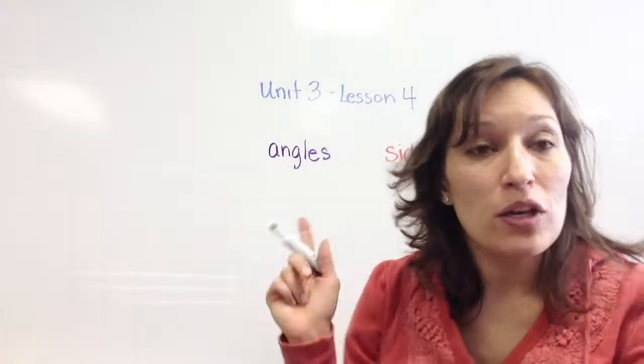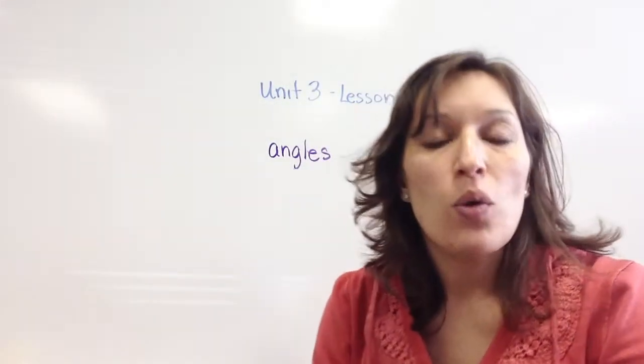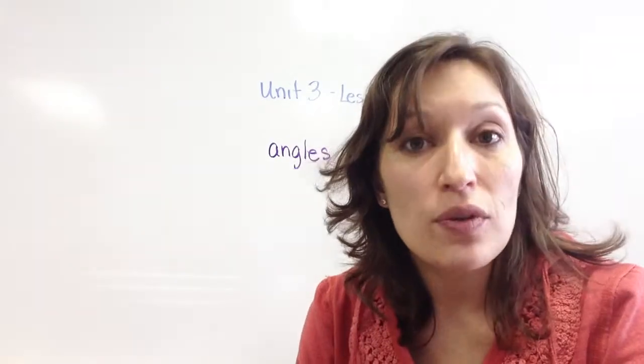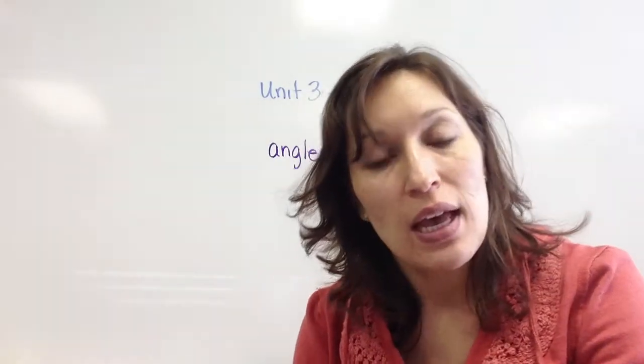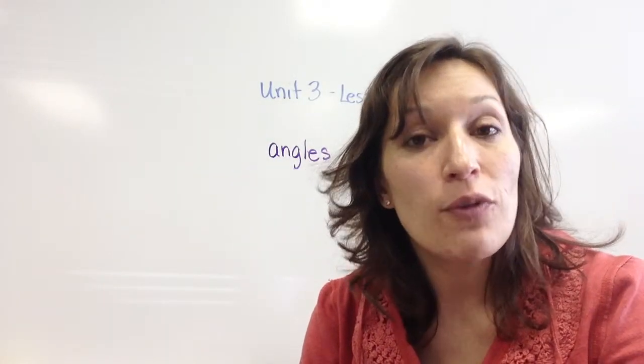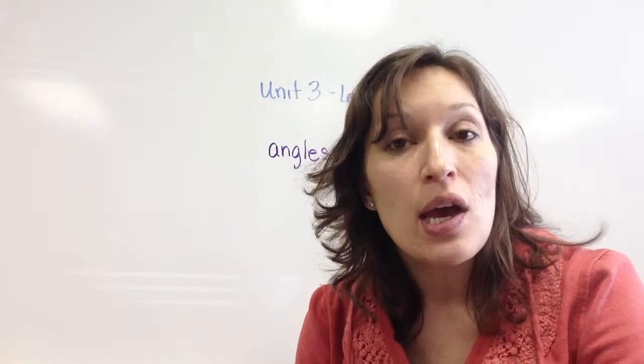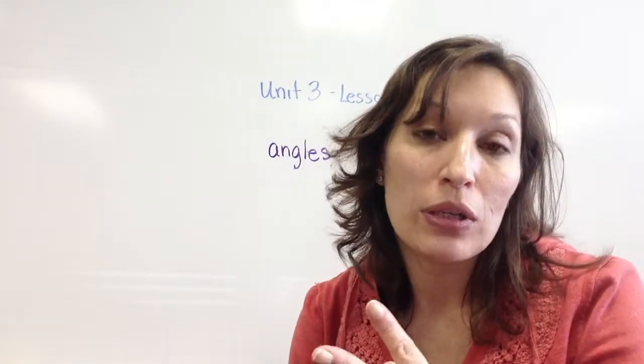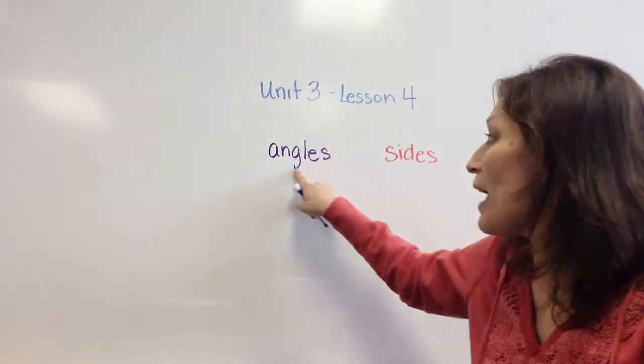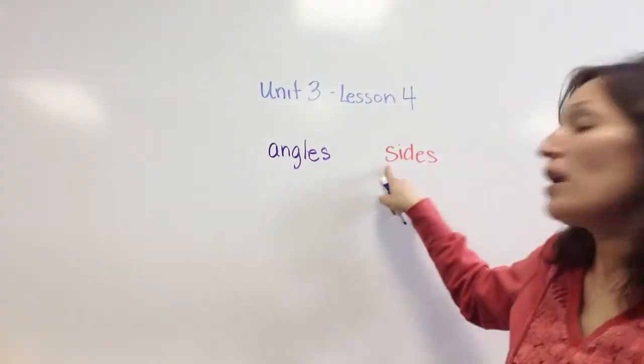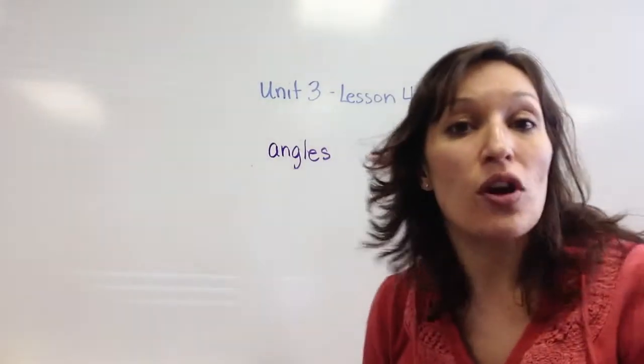Let's talk a little about Unit 3, Lesson 4. We're going to start to notice some of the characteristics or the attributes of shapes and see if we can see any patterns to them, okay? When we do this, we want to take the two things that we're looking at, the two categories, the angles, the number of angles, and the number of sides. Okay, those are our categories.